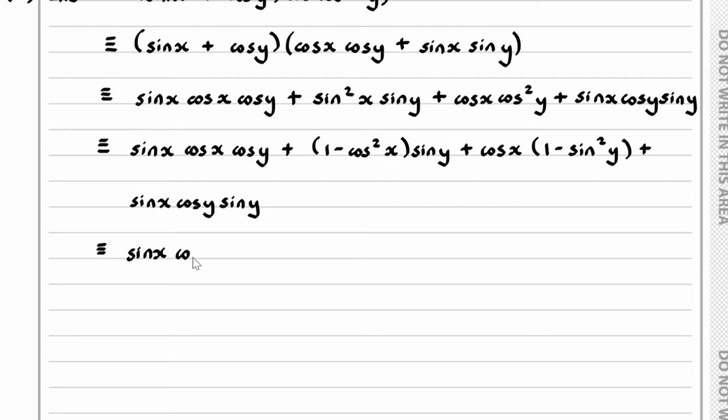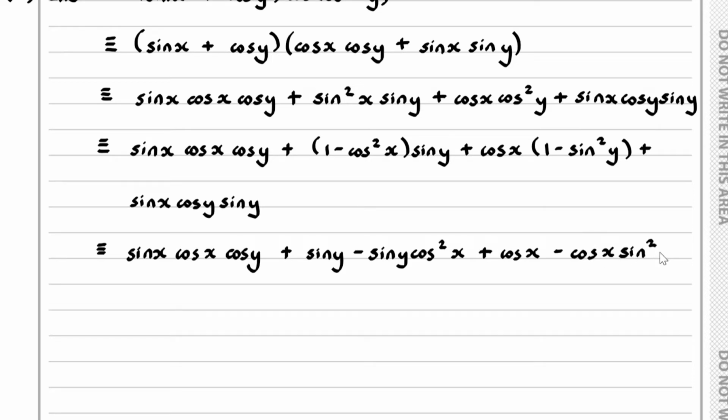I've got sin x cos y plus, now here I've got 1 times by sin y, that's sin y, and then I've got minus cos squared sin y, so I've got minus sin y cos squared x, and then I've got cos x, and then I've got minus cos x sin squared y, and then I've got sin x cos y sin y.